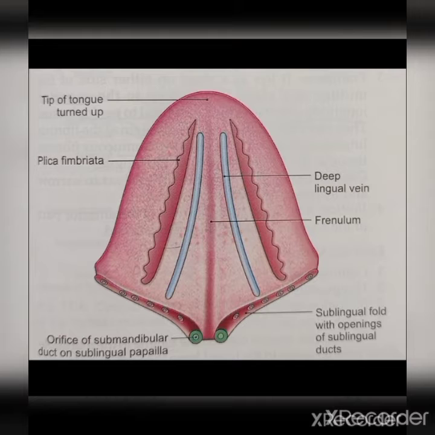Friends, this is the inferior surface of the tongue. Let us briefly discuss the inferior surface of the tongue. Remember friends, the inferior surface of the tongue is covered with a smooth mucous membrane, which shows a fold called the frenulum. Here, this is the frenulum over here.